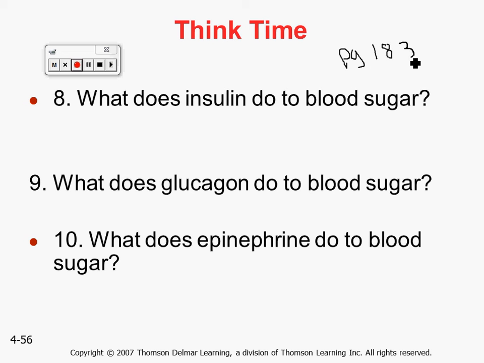And we talked about this a while ago. So does insulin raise or lower? Glucagon raise or lower? Epinephrine raise or lower blood glucose? What's the other name for blood glucose? Blood dextrose. Good answer.